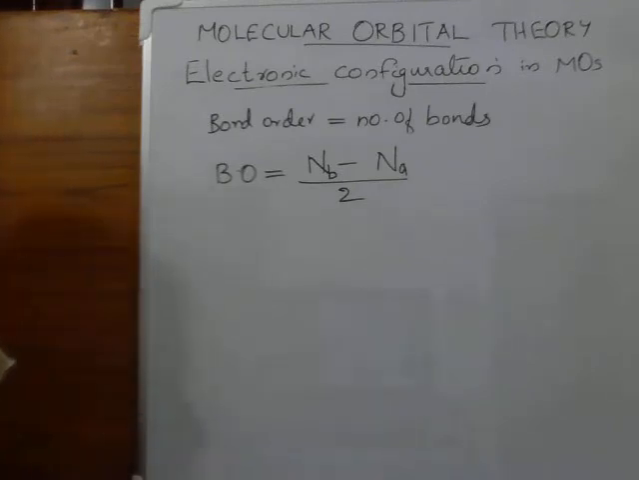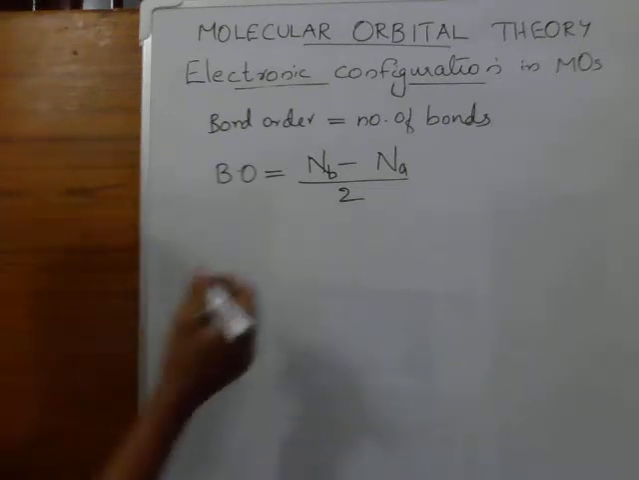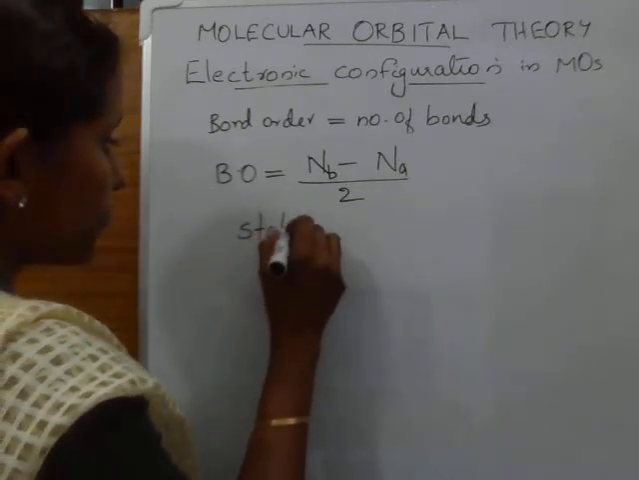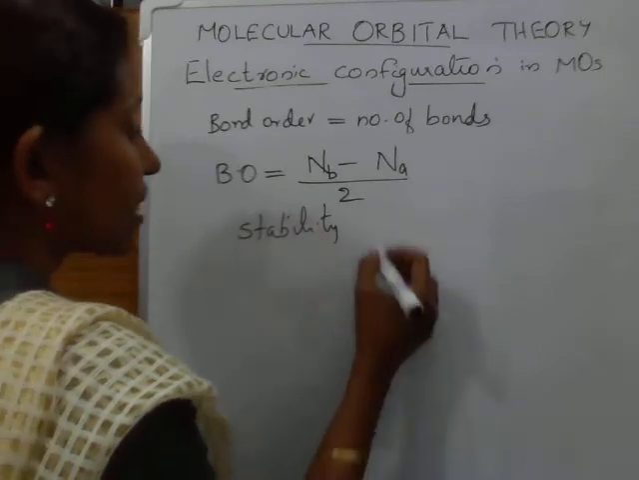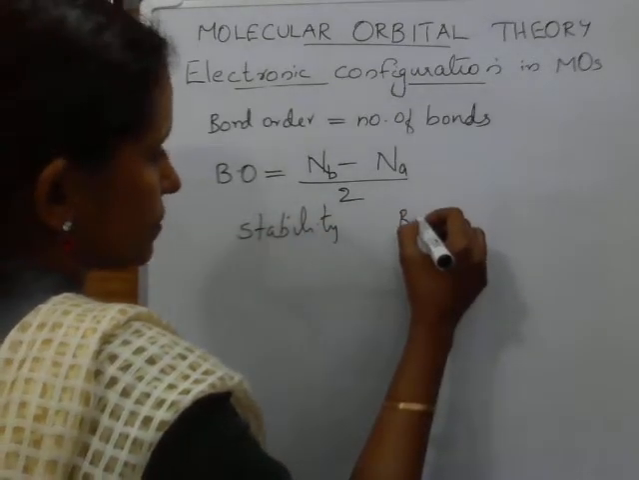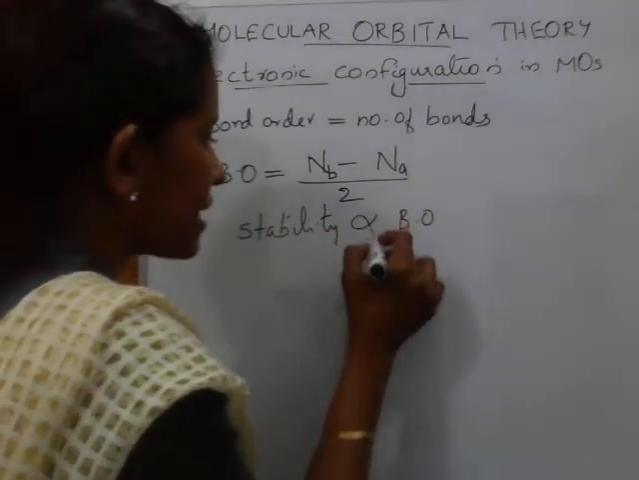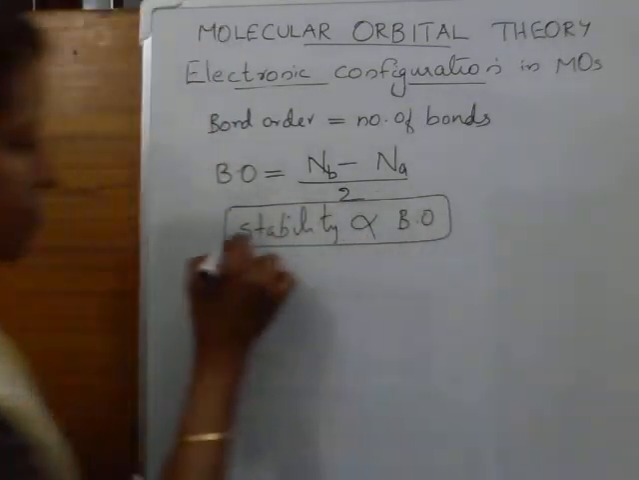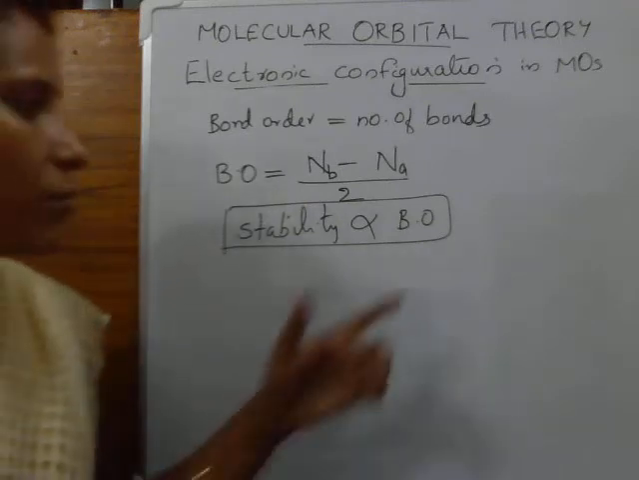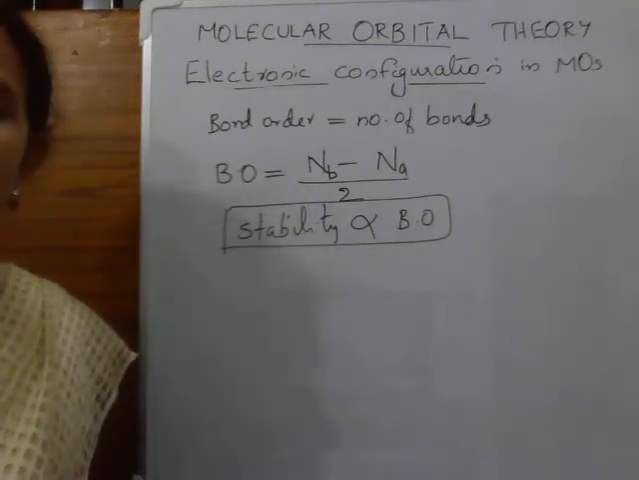And from the value of bond order, the stability of the molecule can be predicted. Stability of a molecule is related to bond order. How are the two related? These two are directly related. Higher the bond order, greater the stability.